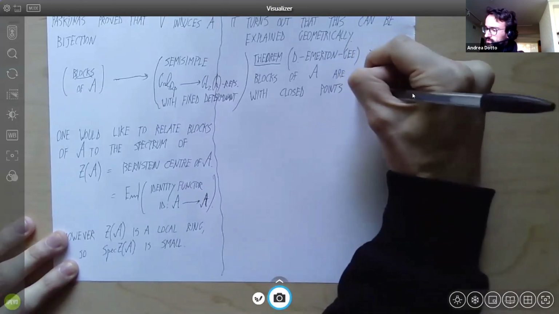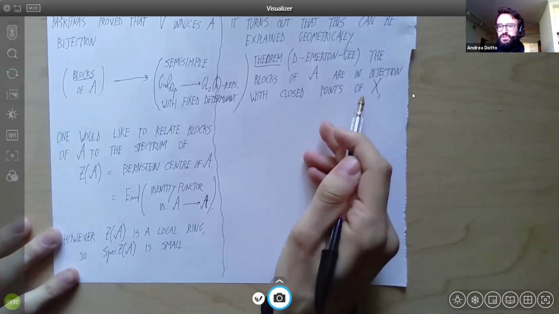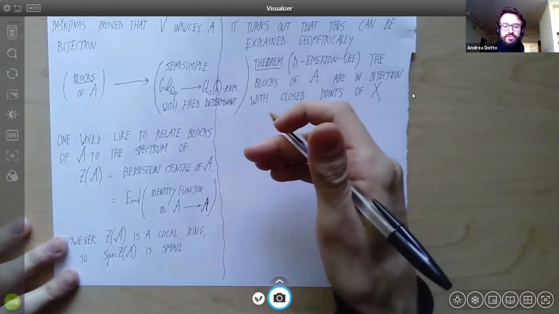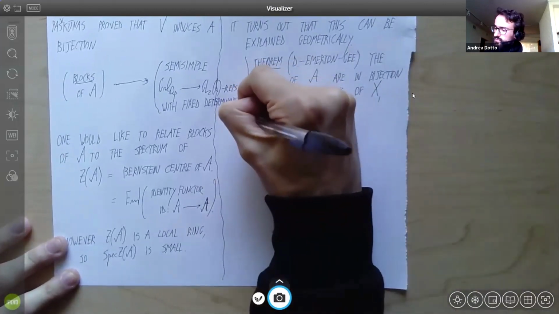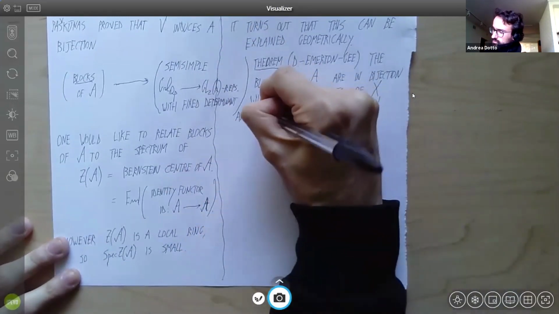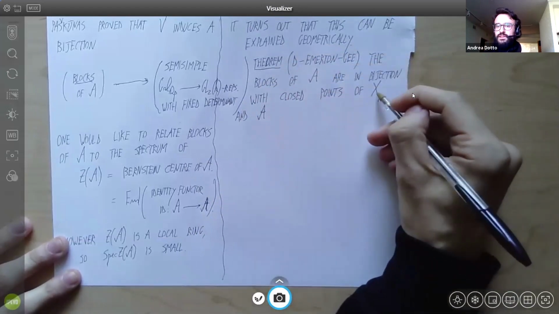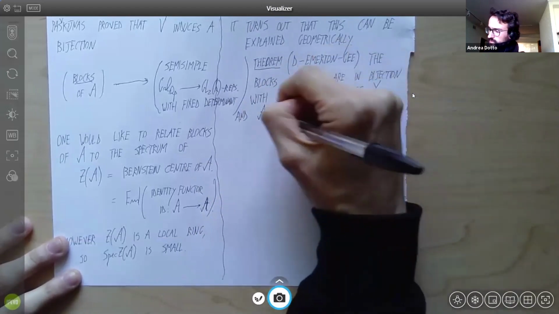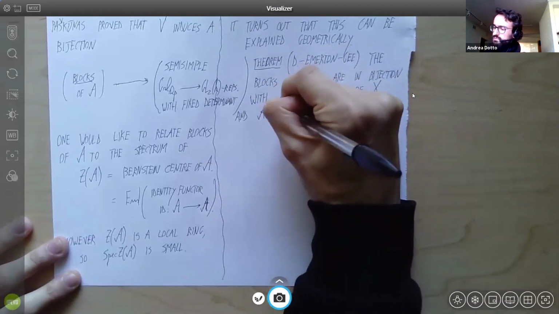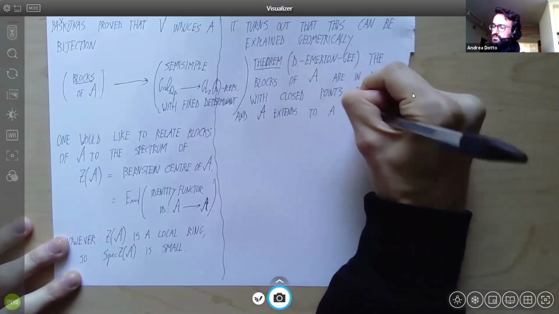With the closed points of X. And really, this bijection has to be understood as part of a localization result. So I'm going to state it and then explain it in a bit more detail. It turns out that A extends to a stack of abelian categories on the Zariski site of this scheme. So A extends to a stack in abelian categories.